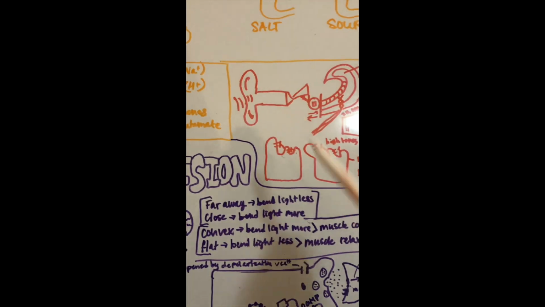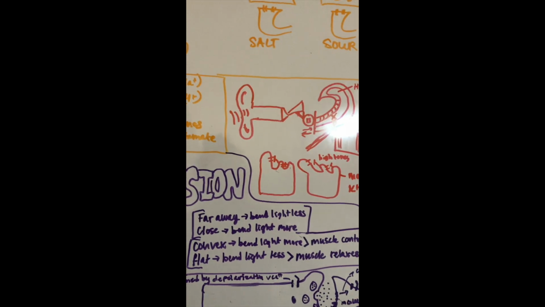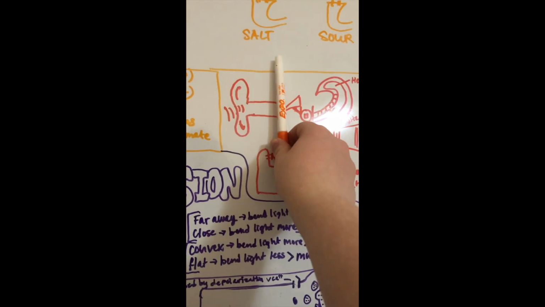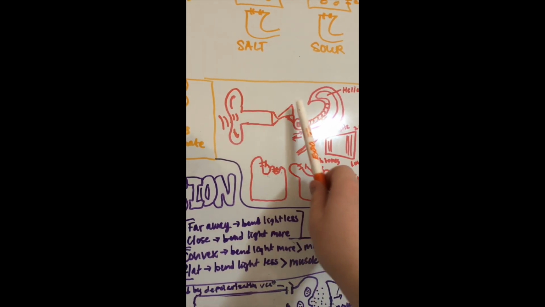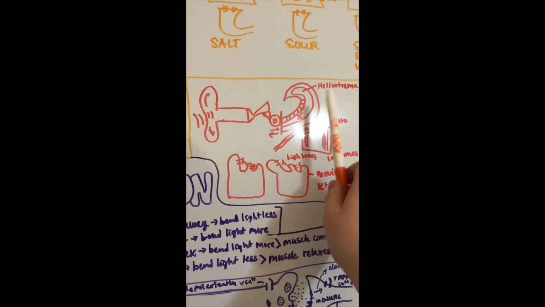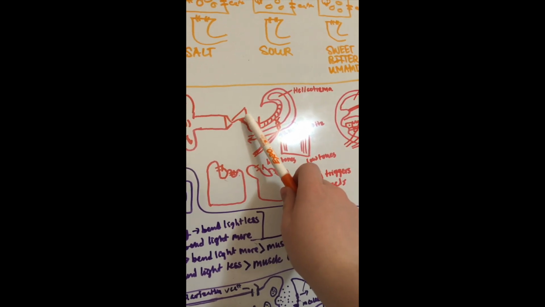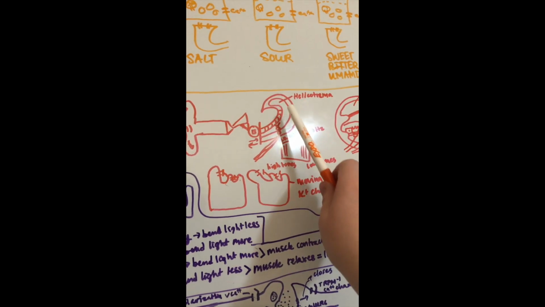For hearing, this is our lovely ear. You get sound waves that come in and then they hit the tympanic membrane. And this is the line that we cross. We've got the outer ear, middle ear, and then inner ear. So we've got the tympanic membrane, then we've got the incus, malleus, and stapes, and then our cochlea.